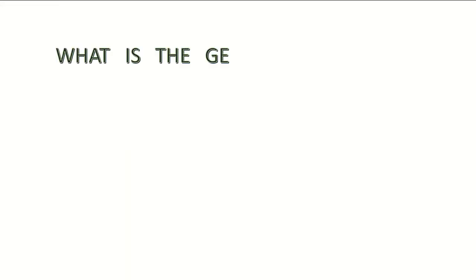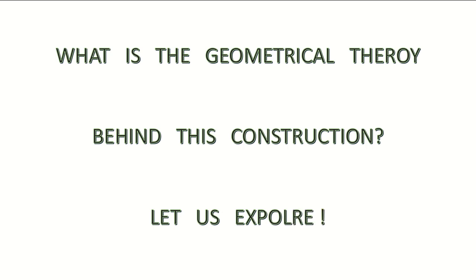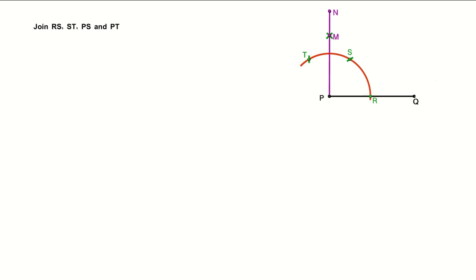Now, what is the geometrical theory behind this construction? Let us explore it now. We need the figure. Let us borrow it from the construction page. Here it is. In this figure, we need to prove that NP is perpendicular to PQ, that is, angle NPQ equals 90 degrees. To do that, we should do some extra constructions. Join RS, then ST, then PS and PT.